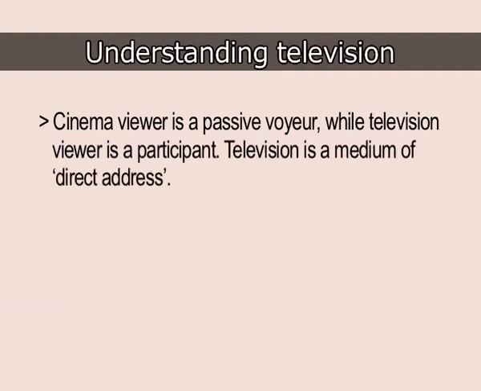You are quietly prying into other people's lives. Whereas in television, in most of the programs, the participants are directly addressing the camera. The anchor is addressing the camera direct. So there is an eye contact between the viewer and the television person. The news reader is looking at the camera and saying the news. So there is this direct address, which is not there in cinema. In cinema, nobody looks at the camera and speaks. And in television, the anchors, presenters, etc., are taught to look at the camera and speak. So television is a direct address medium.